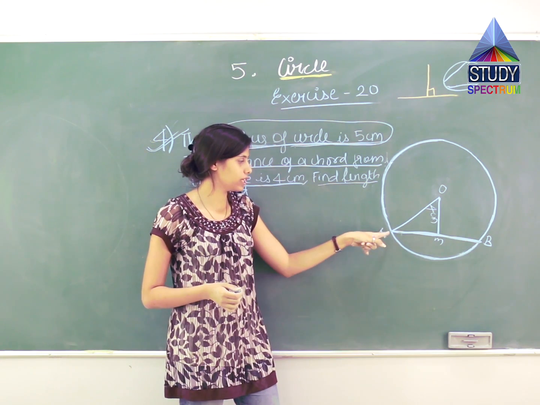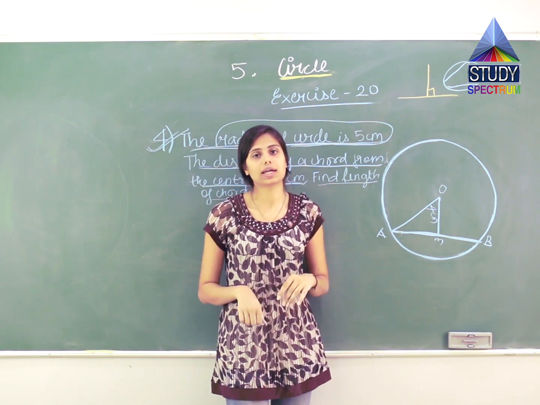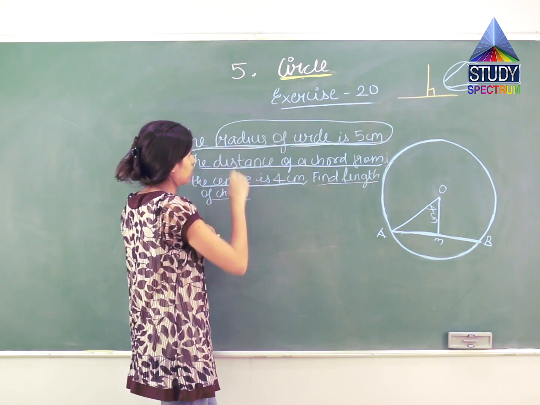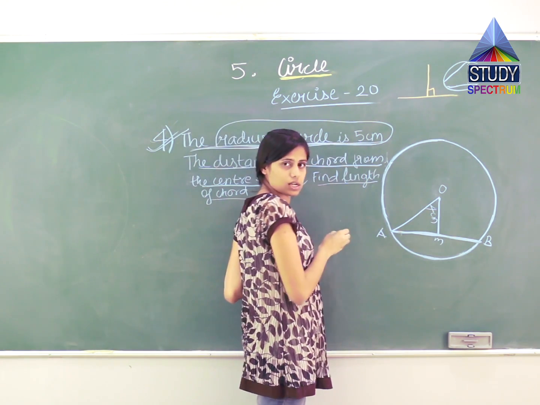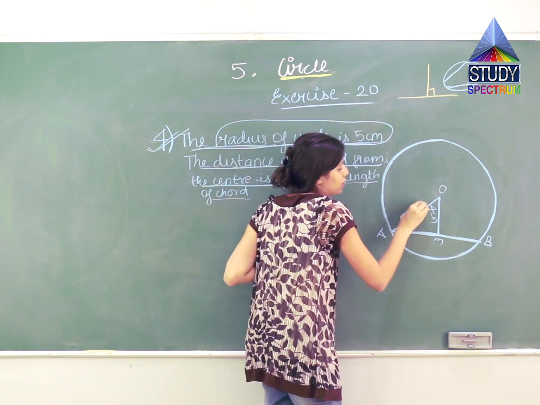So what we will do? ये जो point हमें बताया है and the center, we will join this to form a radius. So we have formed a radius OA. Now let us name this. So let us write the measurement of this radius, which is 5 centimeter. So I'll write 5 centimeter.